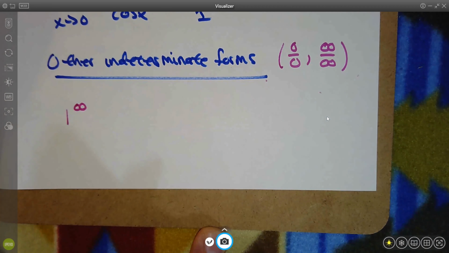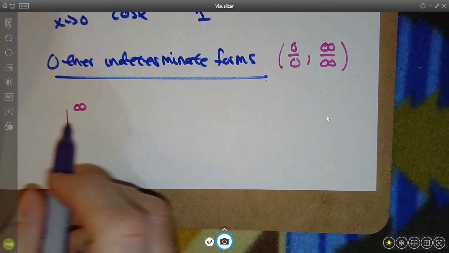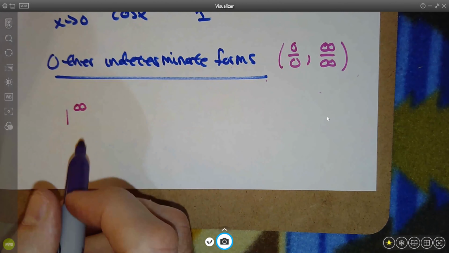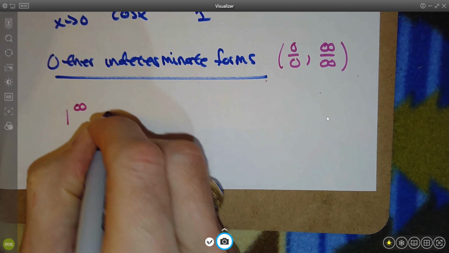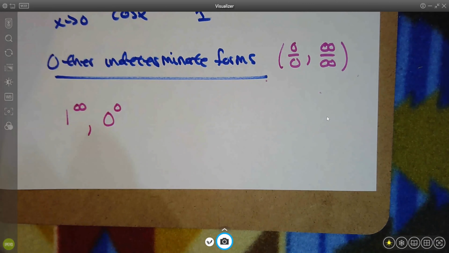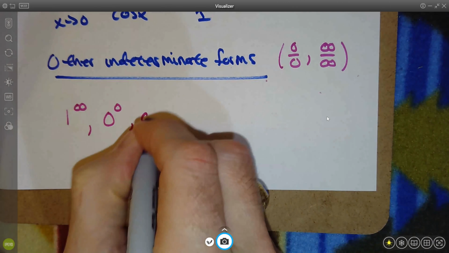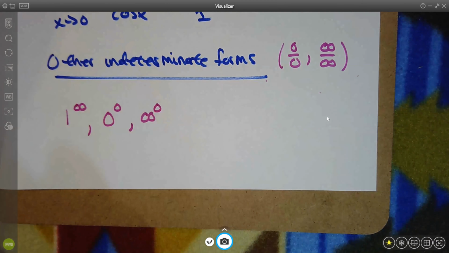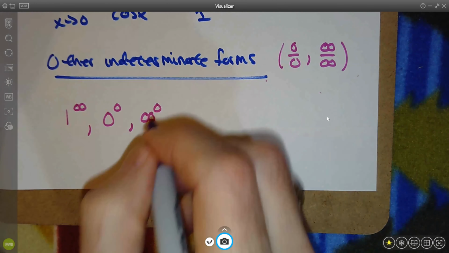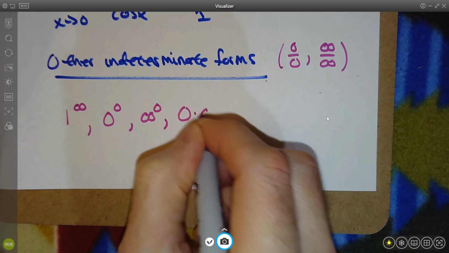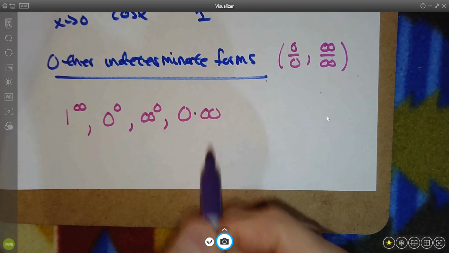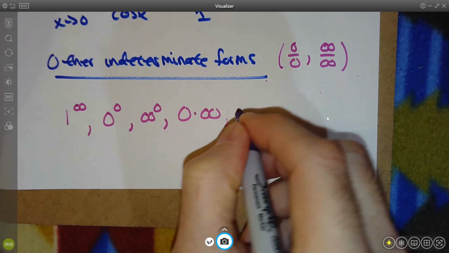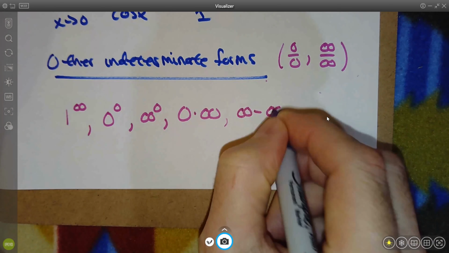Those other indeterminate forms are kind of fun to ponder. 1 to the infinity power. I mean, 1 to any power is 1, but infinity, I don't know, who wins? Or what about 0 to the 0 power? Wow, what's that one? How about infinity to the 0 power? Is that 1? Or how about 0 times infinity? Two titans, what wins? And of course, infinity minus infinity.